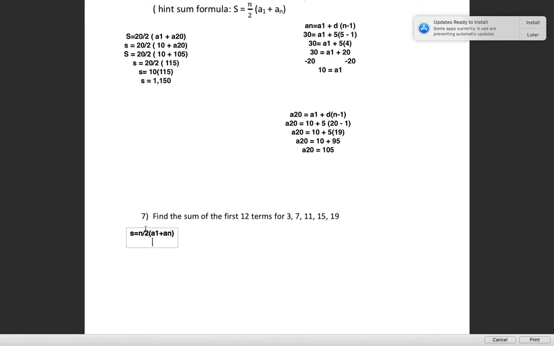Alright, there we go. Now let's always plug in what you want. We want the sum of the first 12 terms. So that means we want S equals 12 divided by 2, bracket A1 plus A12. We need the 12th term and the first term. Well, actually, silly me, we know the first term is 3. So let's plug that in. S equals 12 divided by 2, bracket 3 plus A12. We're just missing this one piece of information.